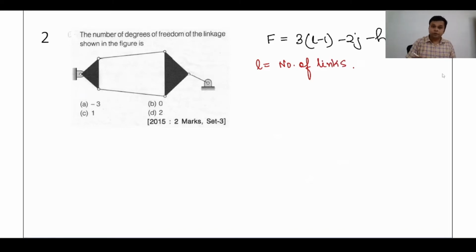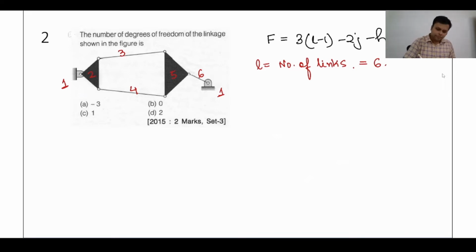So let us count the number of links first. We will always start with number 1 from the fixed link. Wherever there is a fixed link, it will be considered 1. So this is link number 1, link number 2, link number 3, link number 4, link number 5, link number 6. So the number of links is equal to 6.